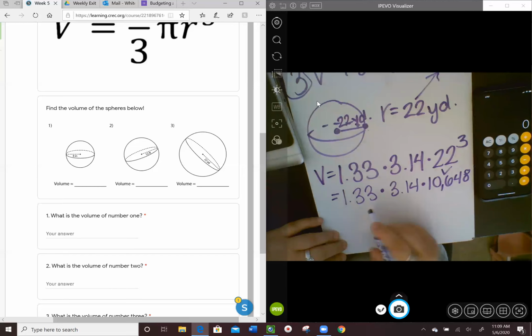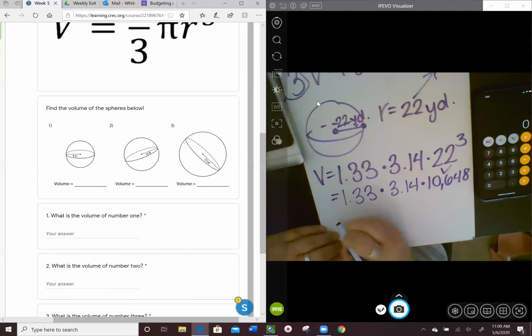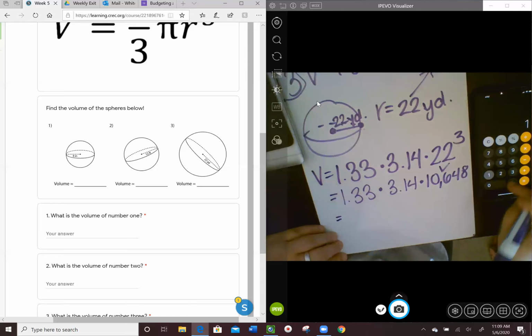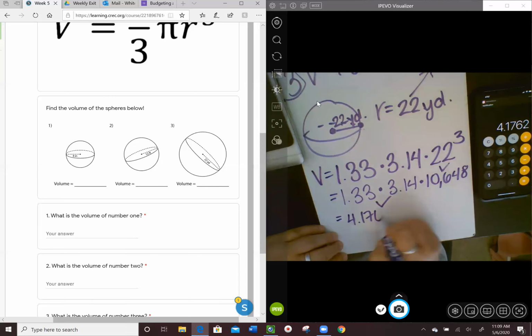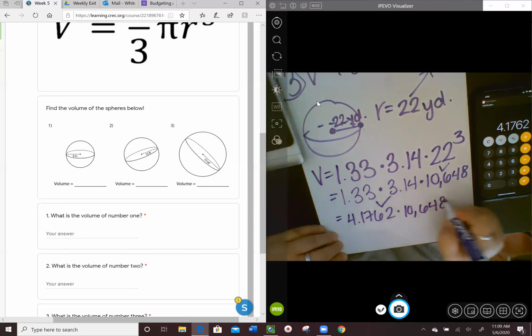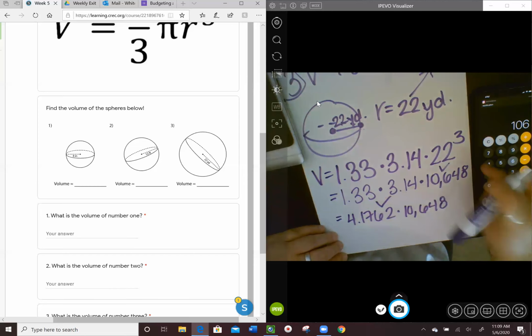Okay, now we're going to multiply left to right. So we're going to do 1.33 times pi, which is 3.14. So these two multiply together to get the same decimal approximation that we usually have. Okay, now we multiply our last two numbers. So we're going to multiply that number by 10,648.